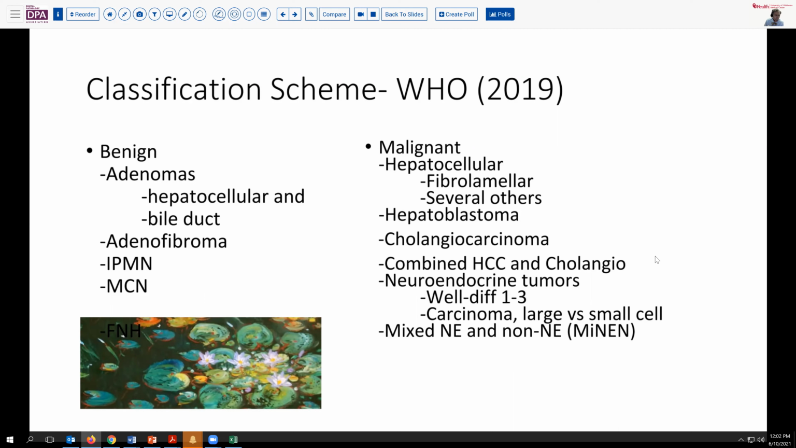The neuroendocrine tumors, we won't spend time on those today, but they're typically classified as they are elsewhere into the three grades of well-differentiated tumors, and then large cell versus small cell. And finally, you have mixed neuroendocrine and non-neuroendocrine carcinomas, the so-called MiNENs. Again, uncommon as primary tumors in the liver.